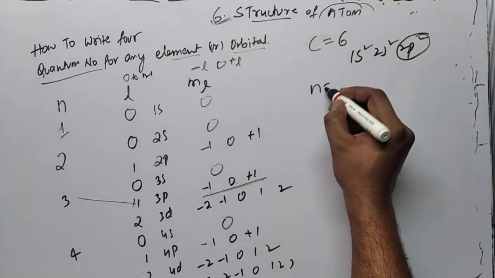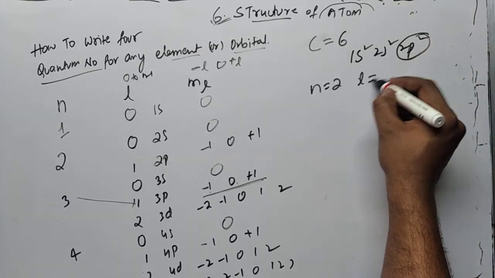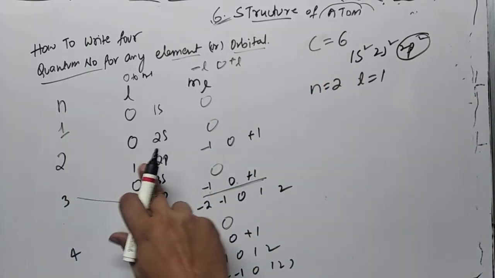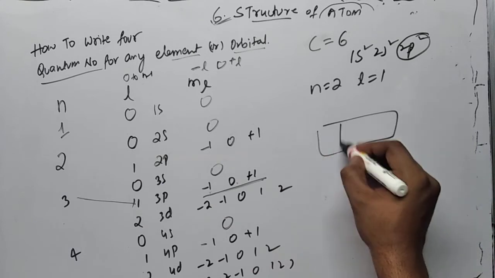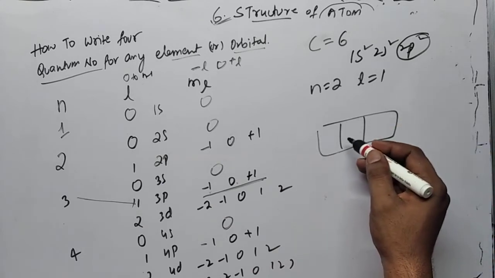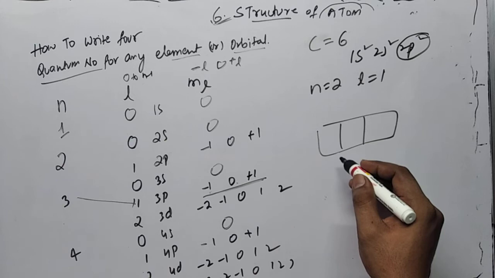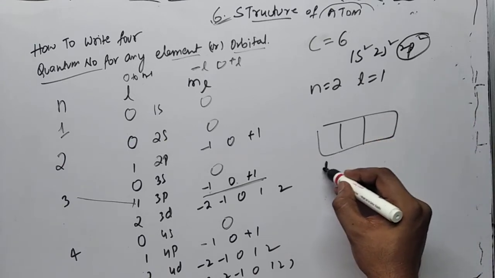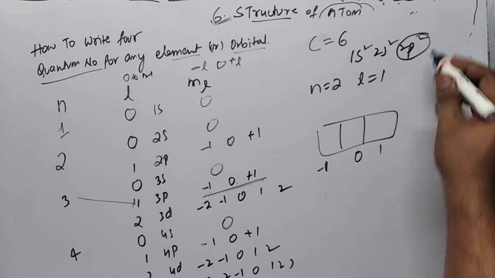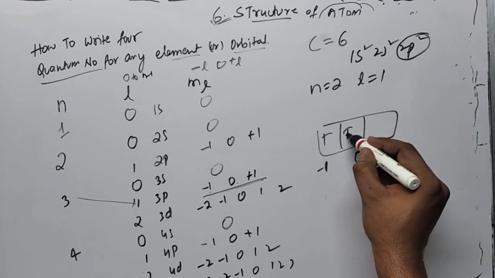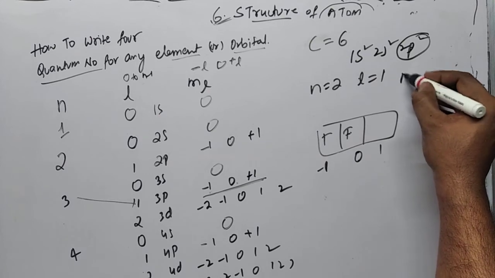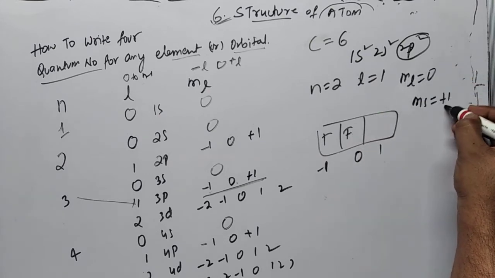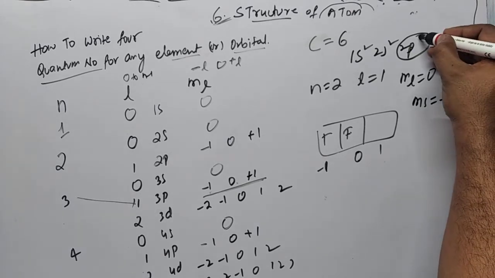So here n value is 2, L value for p is 1. Whenever n value is 2, L value is 1. So we have 3 orbitals. In p subshell the total number of orbitals is 3: -1, 0, 1. So we have 2 electrons, 1, 2. The second electron is present in the 0 orbital, so ml value is 0 and ms value, since it is clockwise, is plus half. Suppose we have here 5.